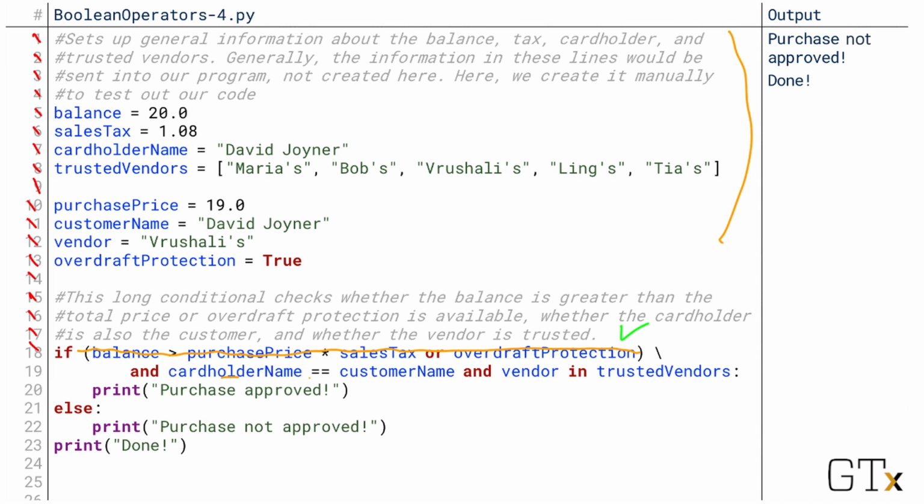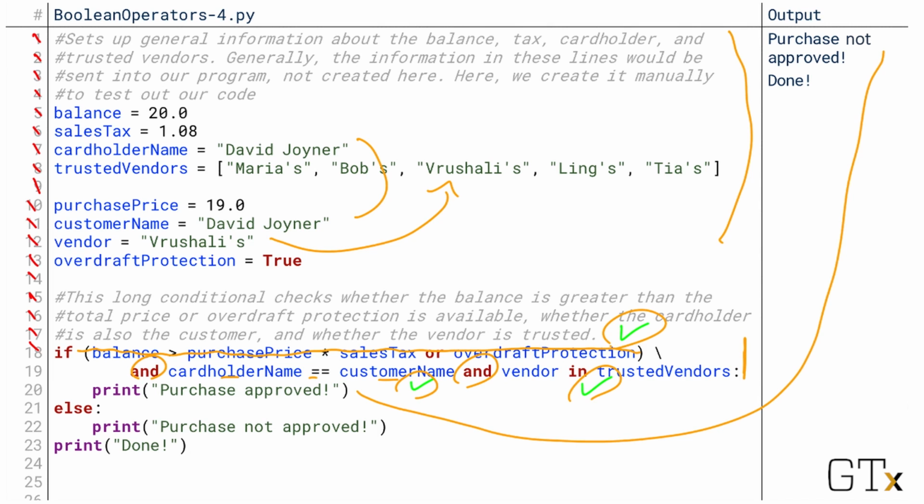Now does the cardholder name equal the customer name? Yep, it still does. And so this portion of the statement is also true. And our vendor is still in our list of trusted vendors. And so the last portion of our statement is also true. So we have true, and true, and true, which makes this entire logical expression true, which leads to purchase approved in our output. That means that line 20 did run, and because line 21 is the else corresponding to that conditional, line 22 is automatically skipped.